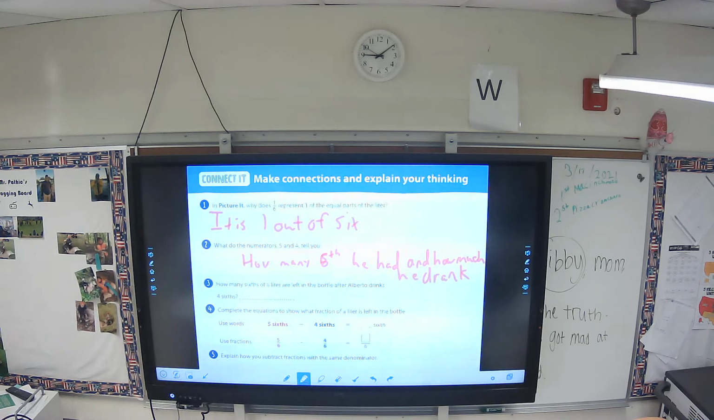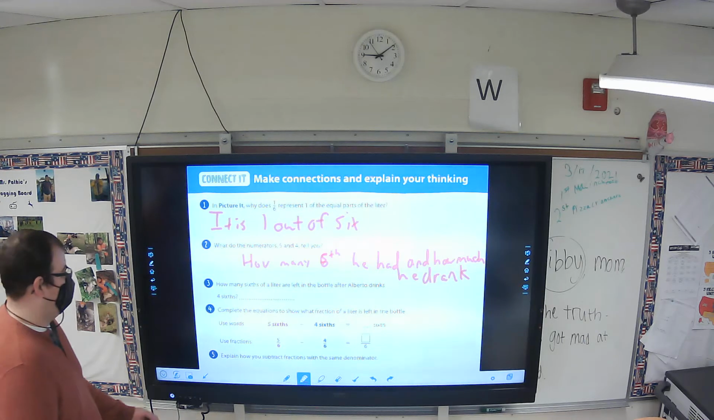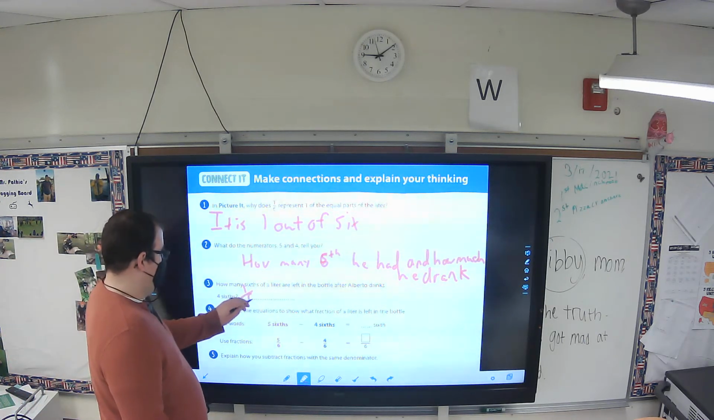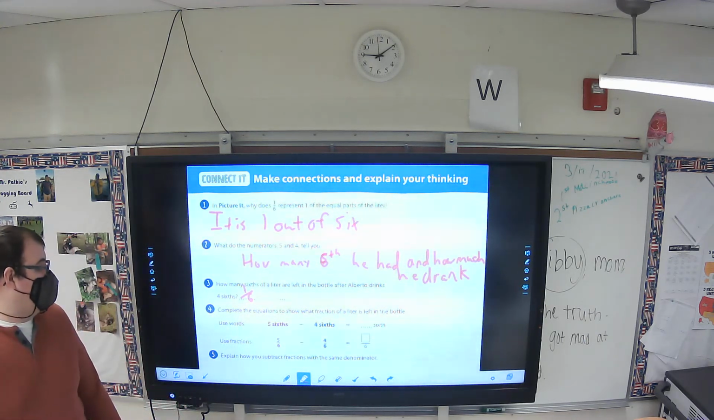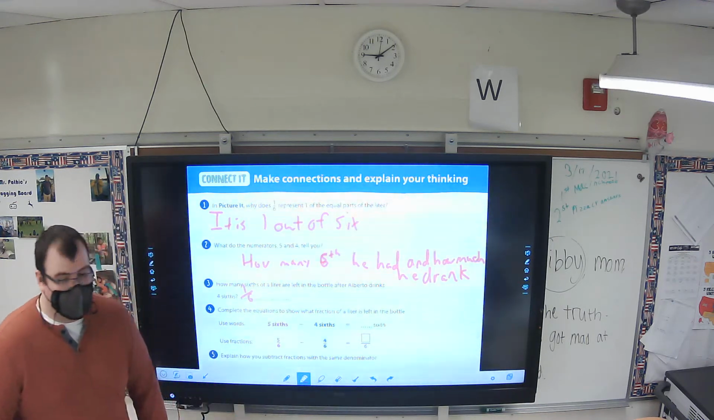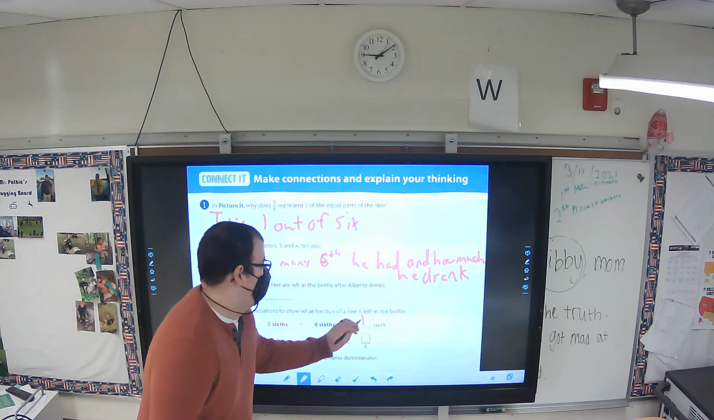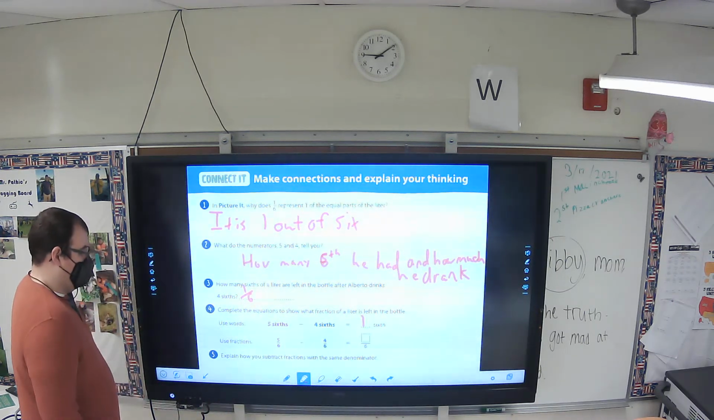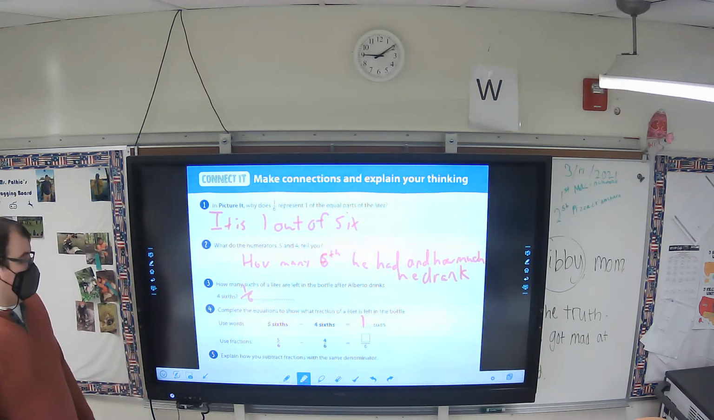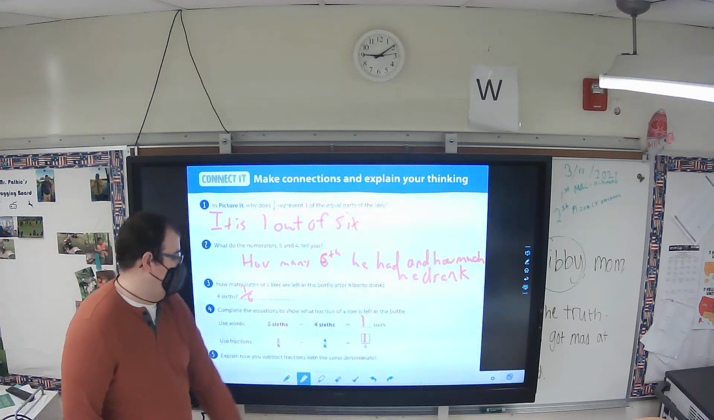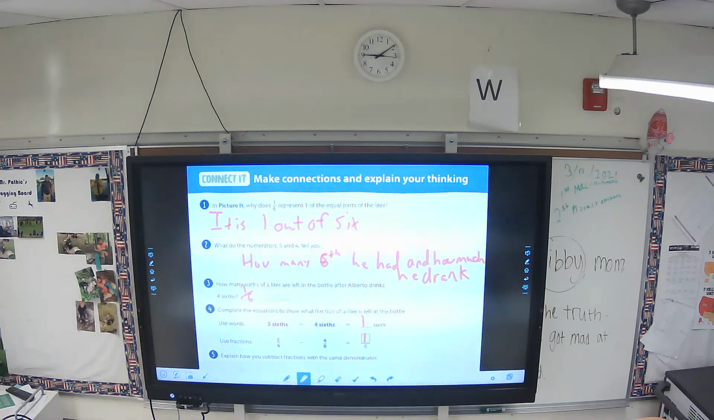How many sixths of a liter are left in the bottle after Alberto drinks 4/6? 1/6, right? Now, if I was to complete the equation to show what fraction of a liter is left, I do 5/6 minus 4/6 equals 1/6. Then you use fractions. 5/6 minus 4/6 equals 1/6. Explain how you subtract fractions with the same denominator.